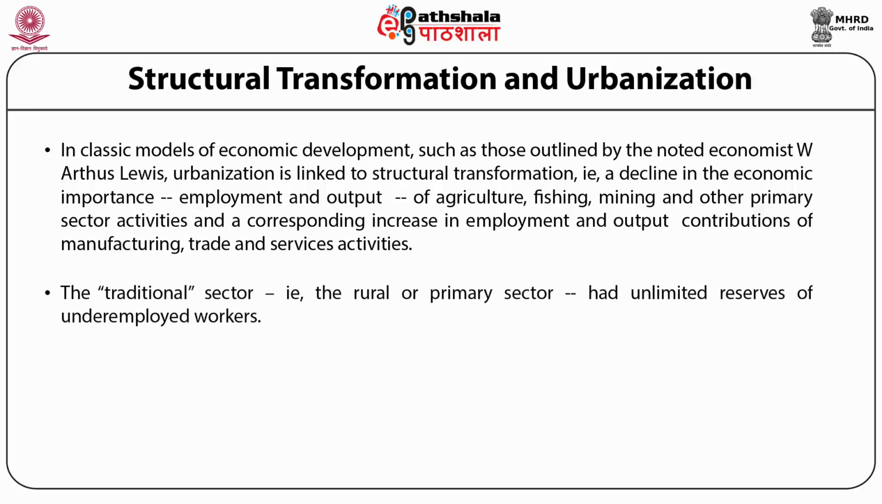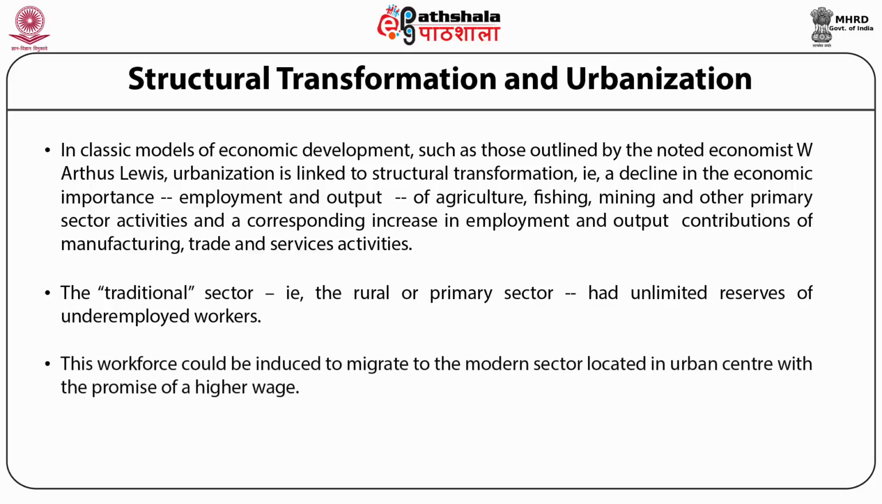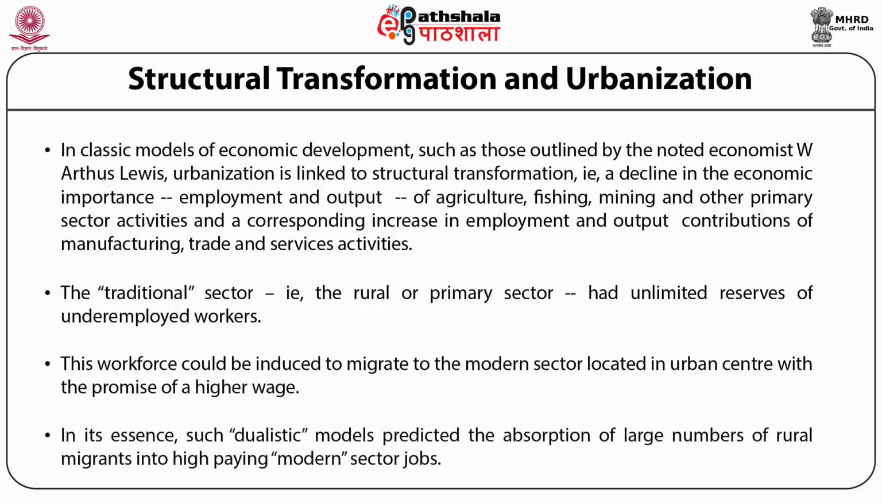The traditional sector, that is rural and primary sector, had unlimited reserves of underemployed workers. This workforce could be induced to migrate to the modern sector located in urban centers with the promise of a higher wage. In its essence, such dualistic models predicated the absorption of large numbers of rural migrants into high-paying modern sector jobs. However, by the mid-1960s, high levels of unemployment and underemployment were all too visible in third world cities.